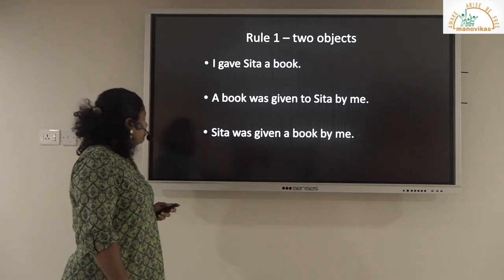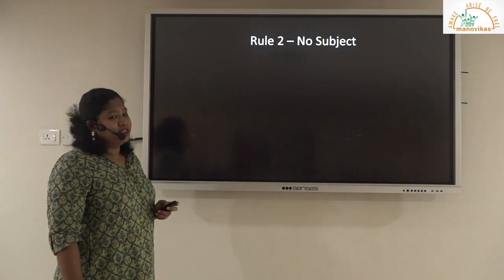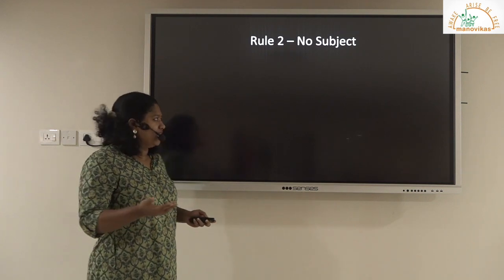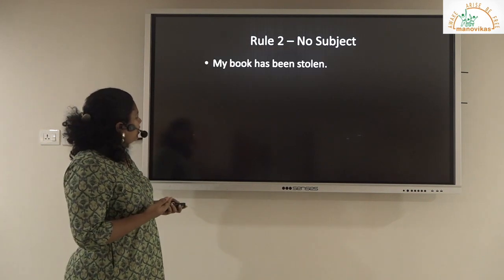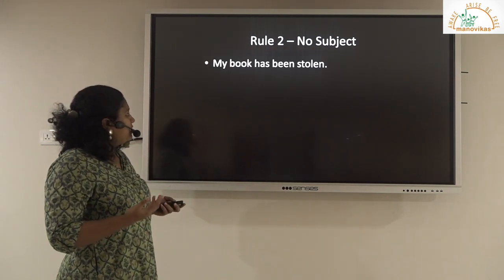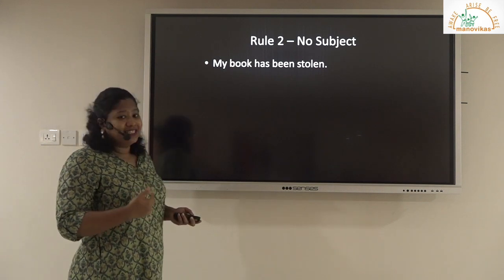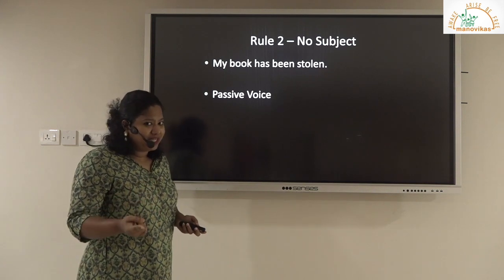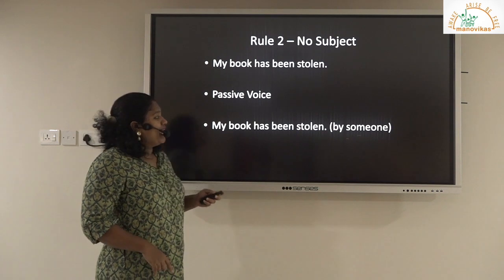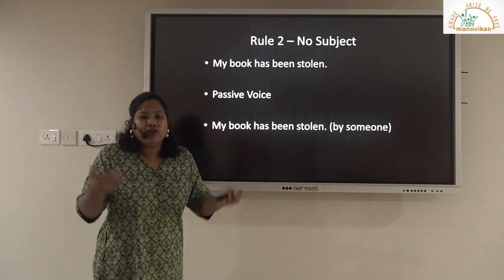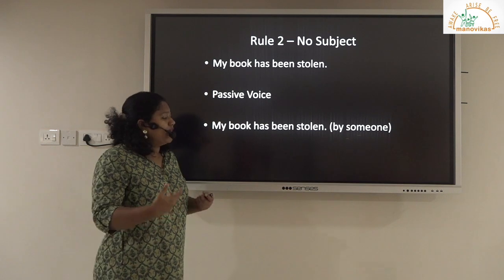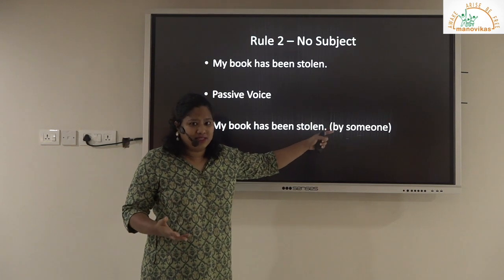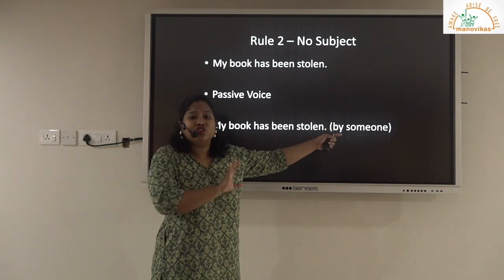The other rule is, what if you don't have a subject itself? Now, what kind of sentences do you actually get no subject in? So let's look at this sentence. My book has been stolen. This sentence is actually in the passive voice. Because if I now complete the sentence for you, my book has been stolen by someone. I don't know who the person is. So by someone. It's just that there is no subject there, because I don't know who has done it.